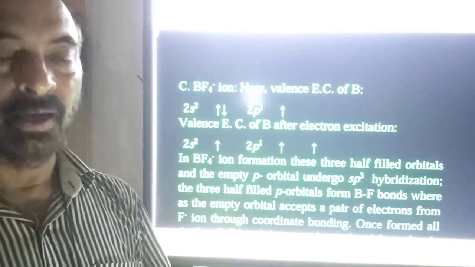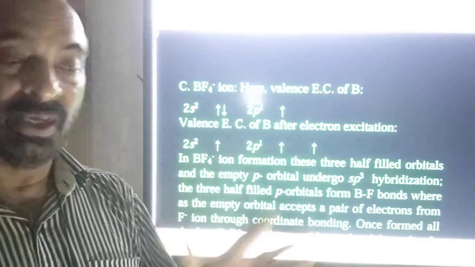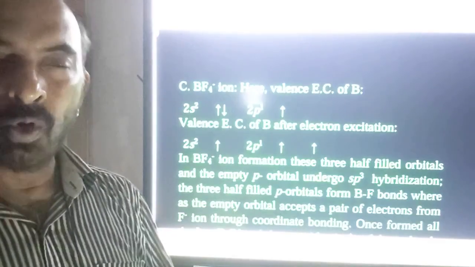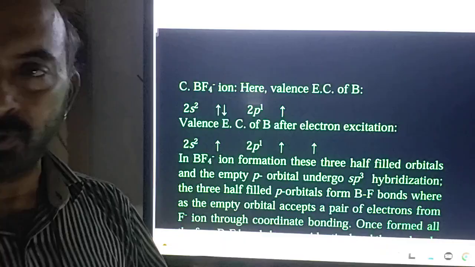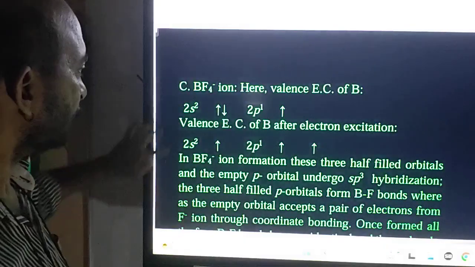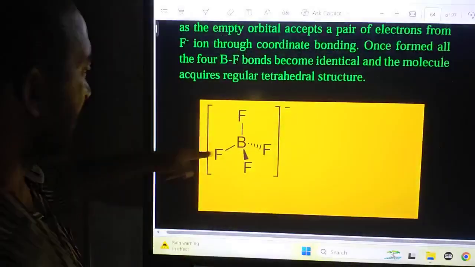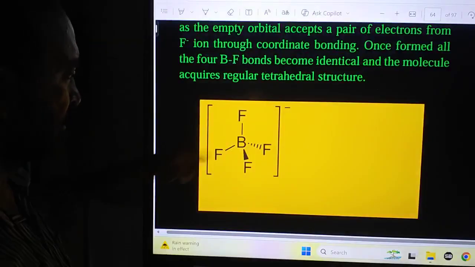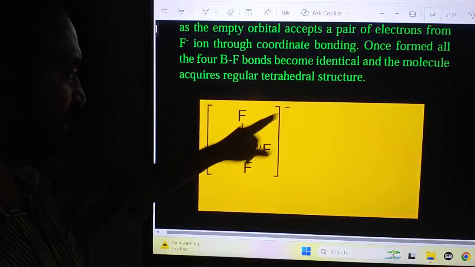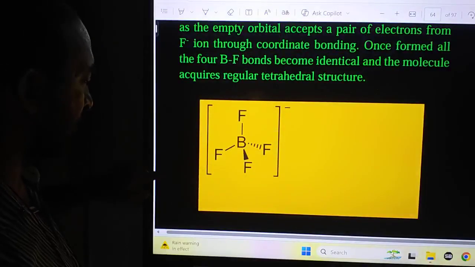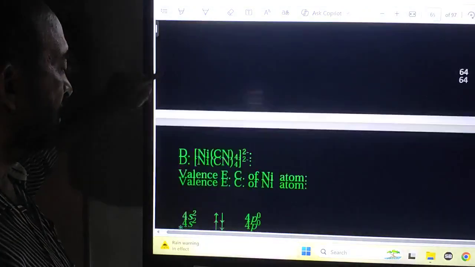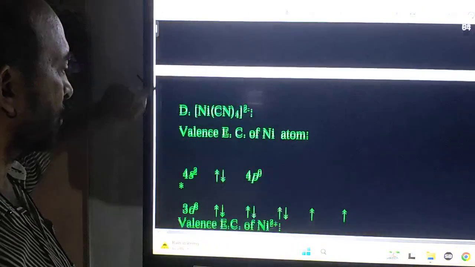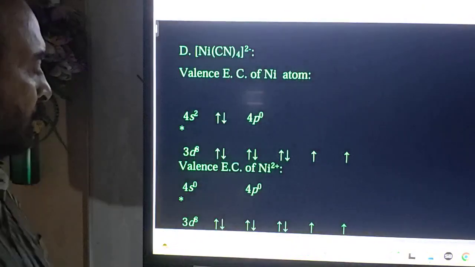All will be identical. It will be very similar to the methane molecule. All bonds become identical. You cannot say this is the last fluoride that came. Like this is the BF4 minus ion, similar in structure to CH4. CH4 doesn't have a charge, but BF4 has a minus charge. That's the difference.